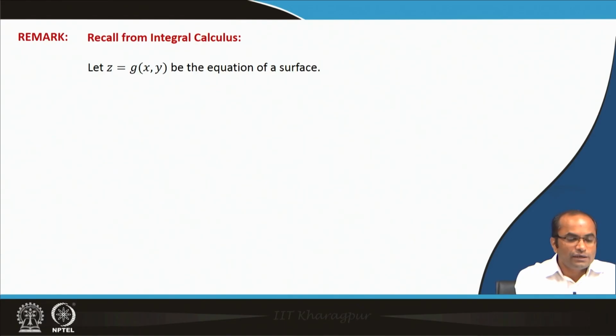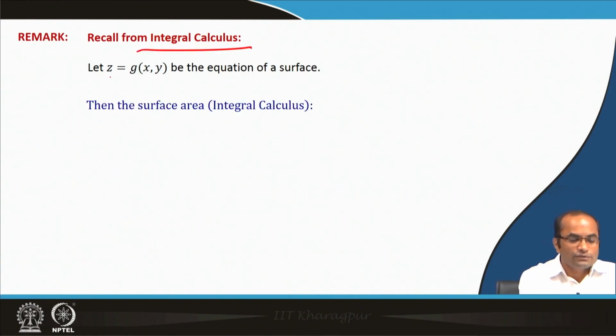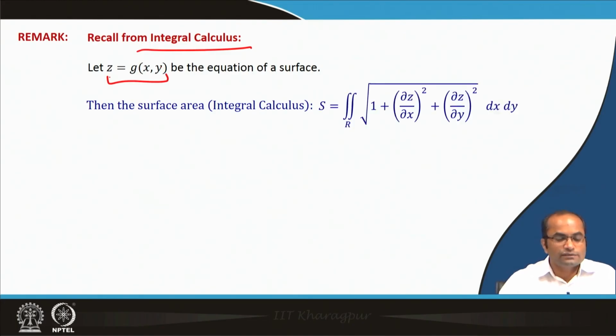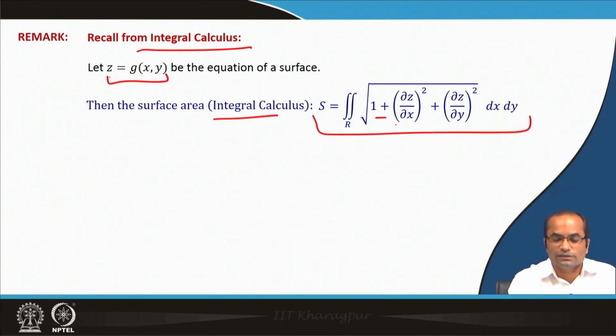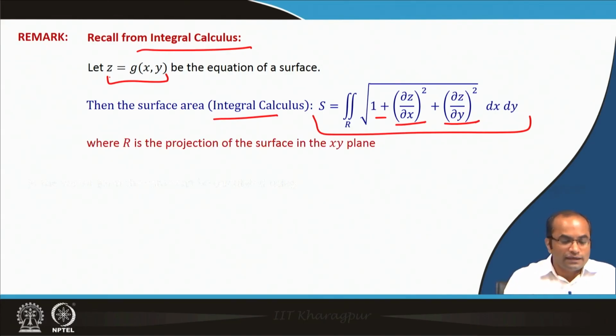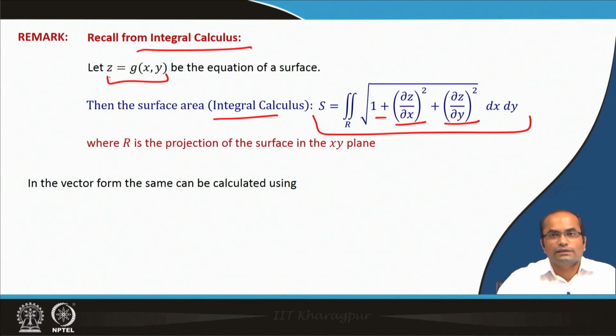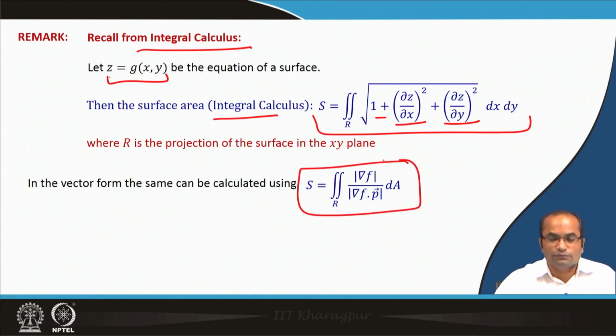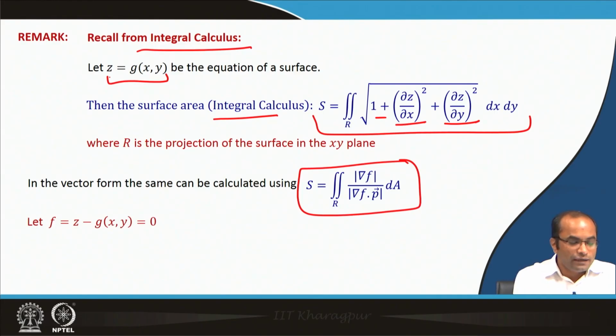So, just a quick remark: if we recall from the integral calculus, when we took z equal to g(x, y), this form of the surface, then the surface area we discussed can be evaluated by this formula, where the square root of 1 plus z_x and z_y whole squared, dx dy, was used. And now we have another one, but we will see that these are basically the same. So, in the vector context, we already got this formula for the evaluation of the surface, and this can be seen to be actually the same.